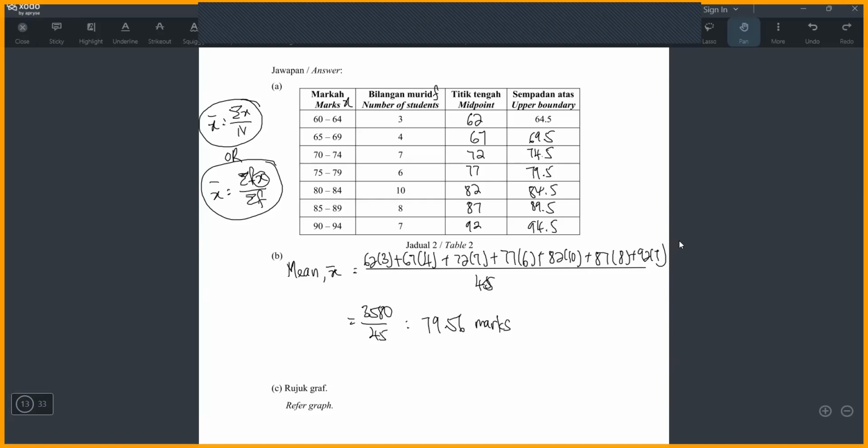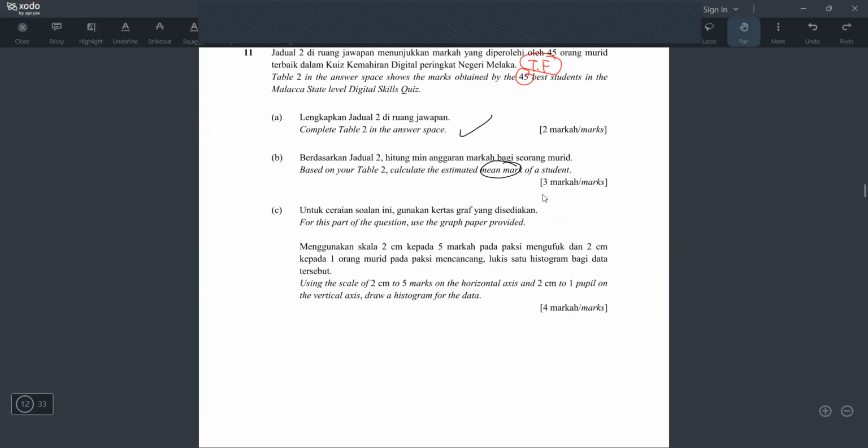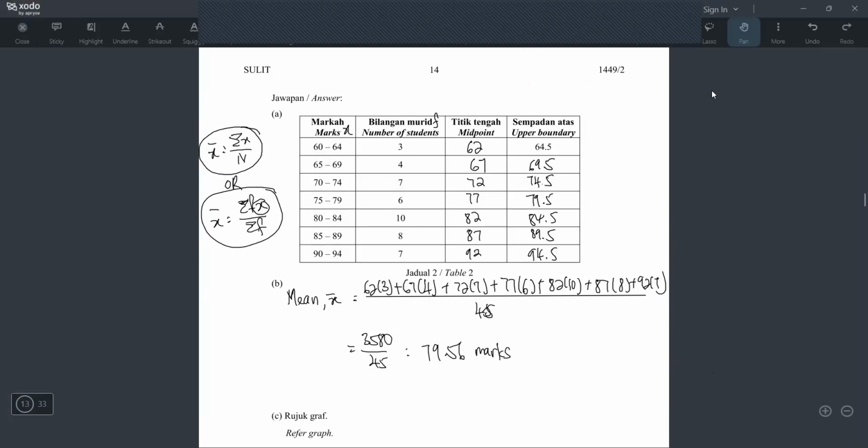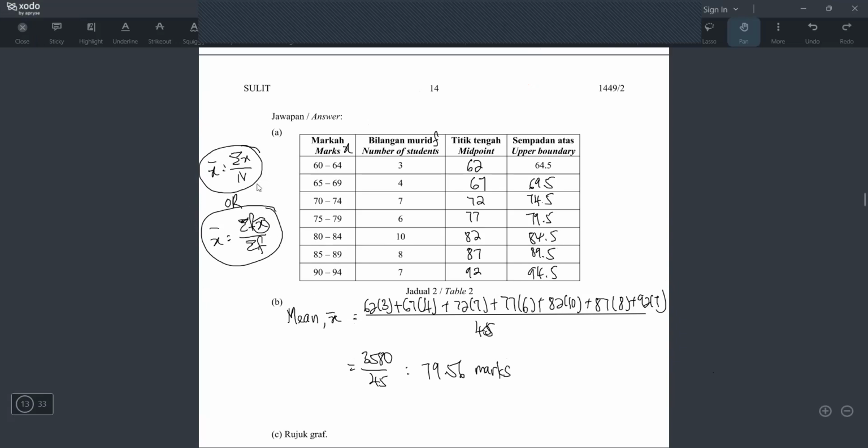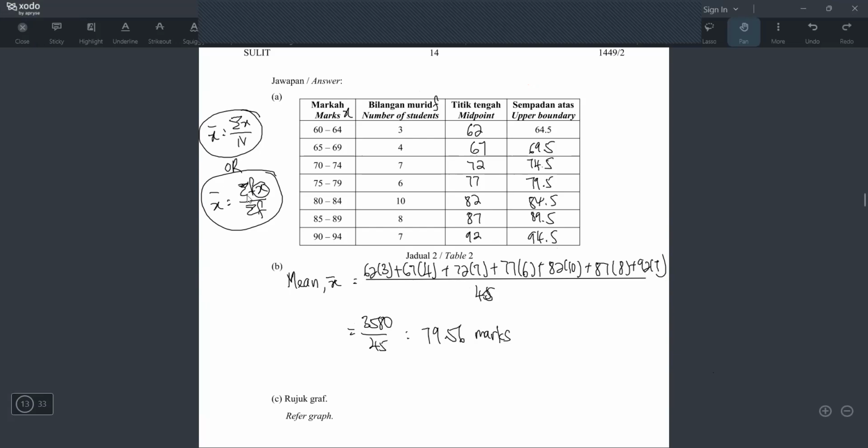Okay, so this is soalan B. Calculate the estimated mean mark. Okay, inilah mean dia. So remember, if it's a group data, we will use the bawah punya formula and the X have to use midpoint. By the way, the formula is frequency darab X dijumlahkan, right? But I take X darab frequency dijumlahkan. Adakah benda yang sama? Ya, benda yang sama. You can take frequency darab X baru jumlah pun boleh, atau X darab frequency.